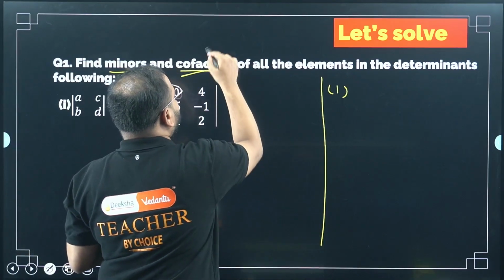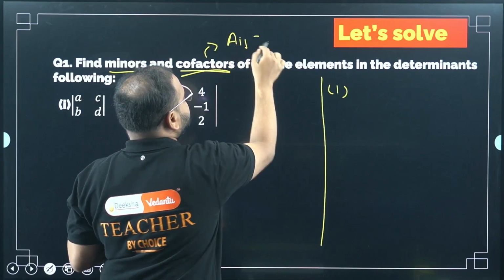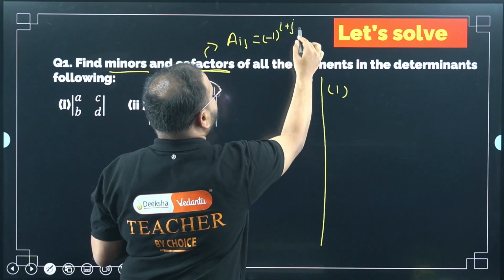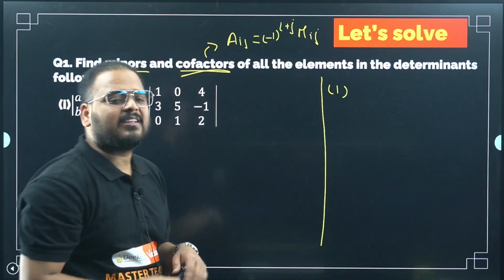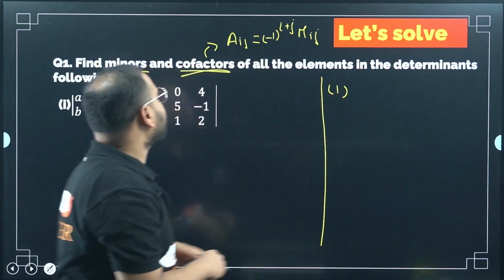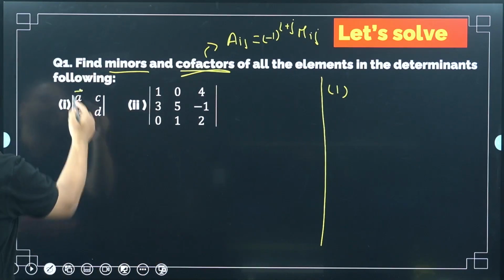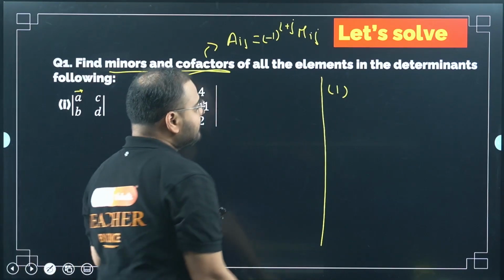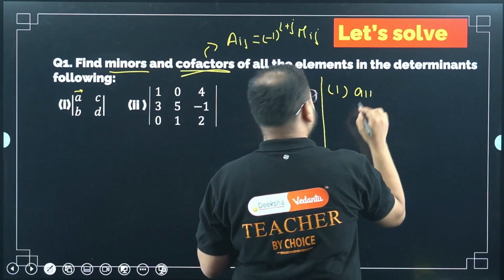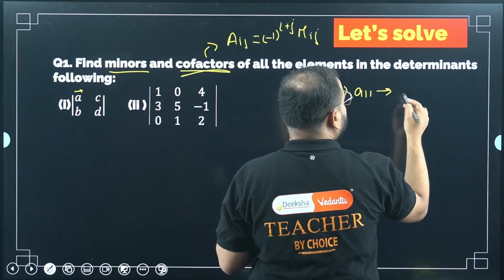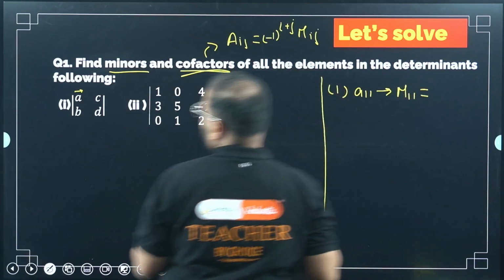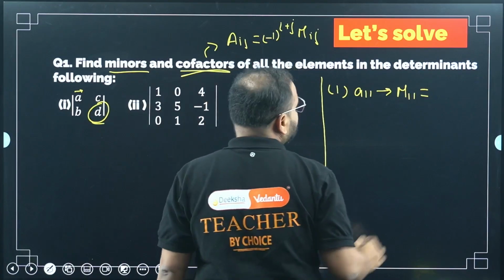Because what is the cofactor? Aij is given by minus 1 to the power i plus j times Mij. So if I find the values of Aij, from there you can find the minors. Okay, so let's see. For element a11, what is the minor? I'll do one of them in all the steps. M11 will look like just this D.